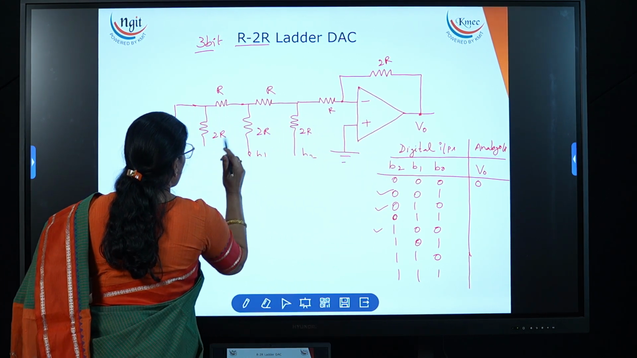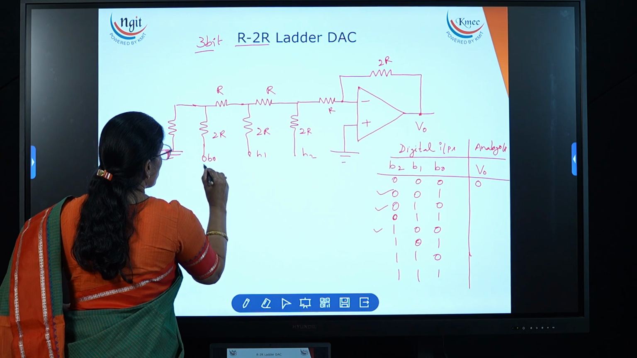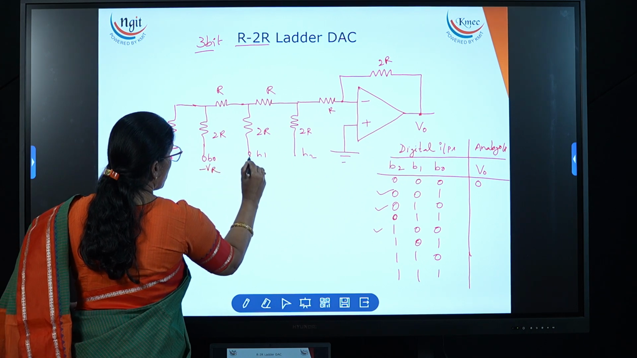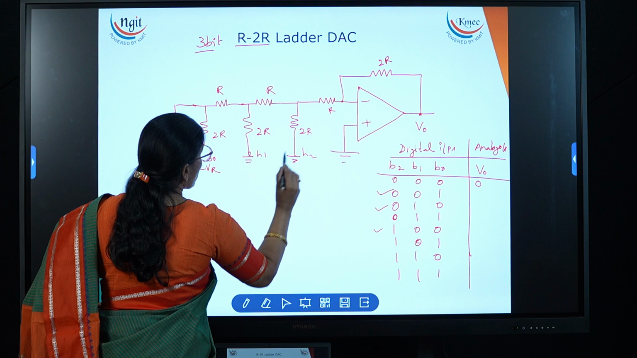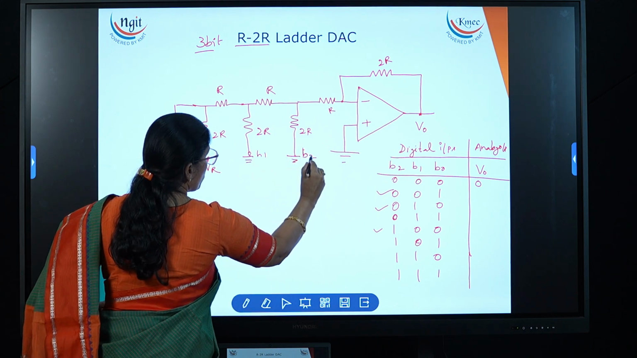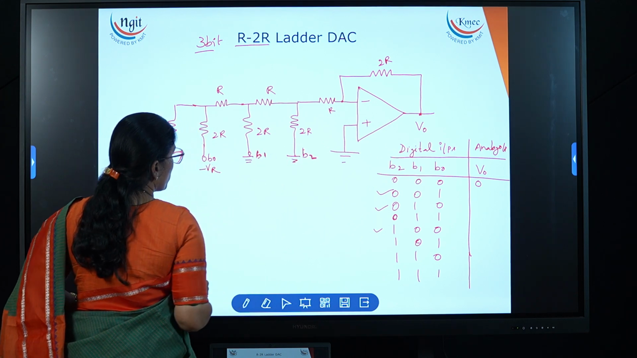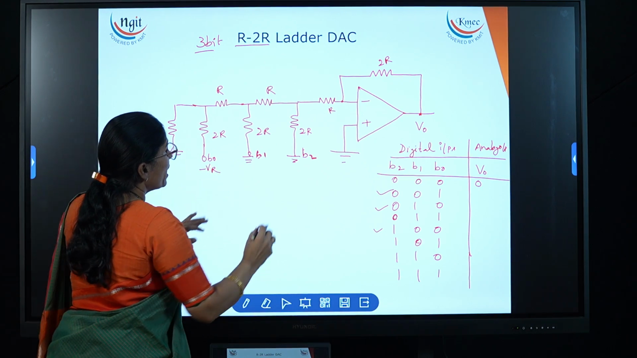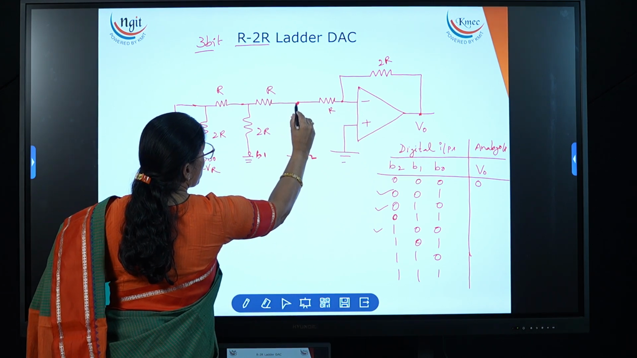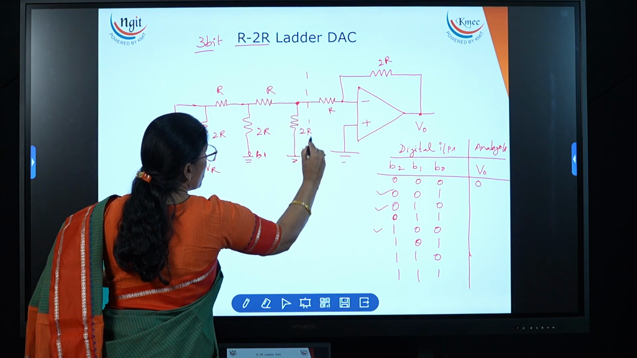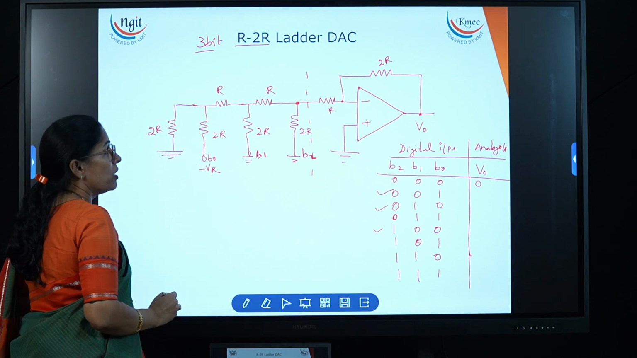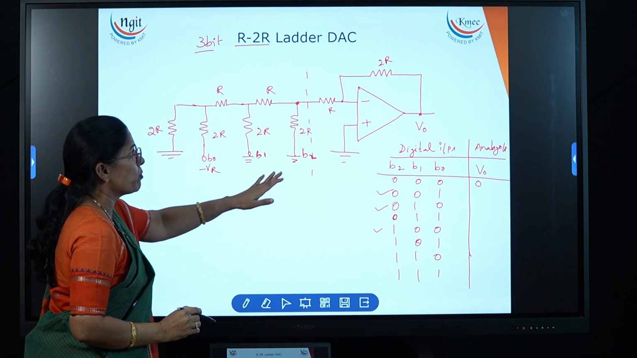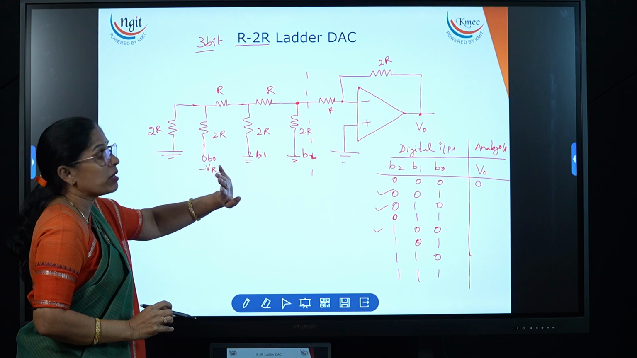Now here B0 is connected to the minus V reference and the remaining all are connected to the ground. So B2 is connected to the ground and B1 is connected to the ground. Now at this time, I need to calculate the voltage and resistance at this point. What is the equivalent voltage and resistance at this point? I have to apply the Thevenin's equivalent theorem.